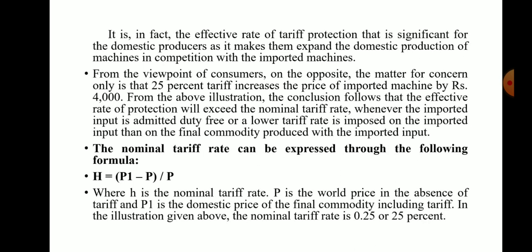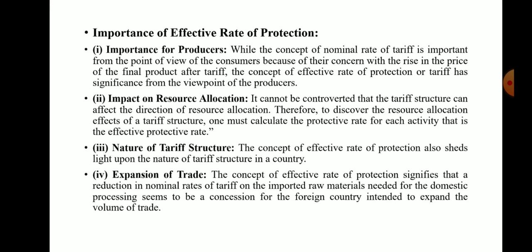The nominal tariff rate can be expressed through the following formula: H equals P1 minus P, divided by P, where H is the nominal tariff rate, P is the world price in the absence of tariff, and P1 is the domestic price of the final commodity including tariff. In the illustration given above, nominal tariff rate is 0.25 or 25%.